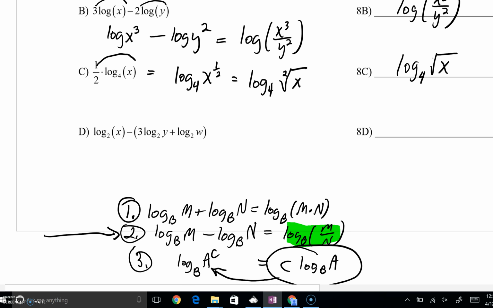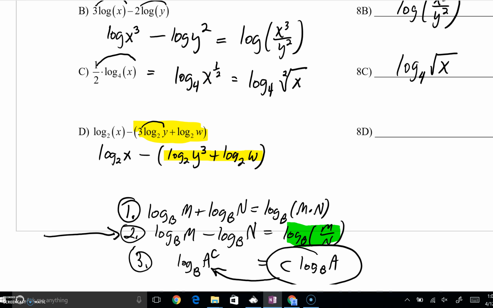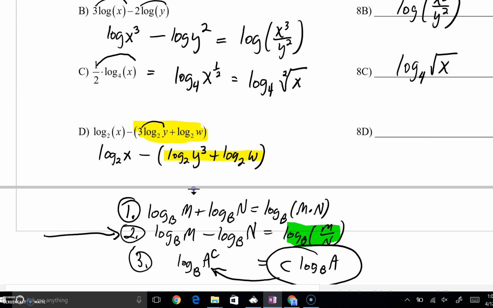For the last one, letter D, always do what's inside parentheses first. We have to worry about that. And as we pay attention to that, we can say, well, bump that 3 up. We'll have the log base 2 of x. And then inside this parenthesis, we'll have log base 2 of y to the third plus log base 2 of w. And we're still worried about that inside portion right in here. And we actually can do some combining. We can do a little bit of work there to combine that.